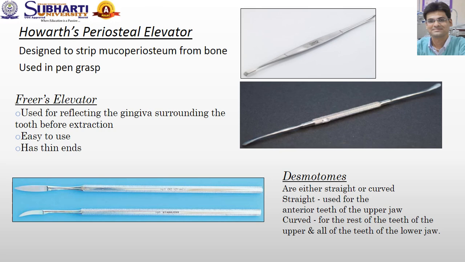Desmotomes are either straight or curved. The straight one is used for anterior teeth of the upper jaw, whereas the curved one is used for the rest of the teeth of the upper jaw and all the teeth of the lower jaw.